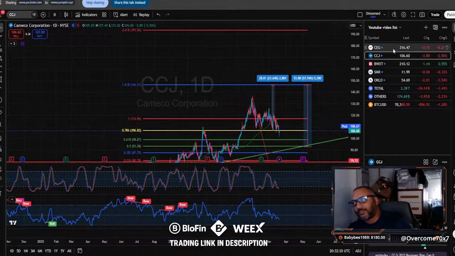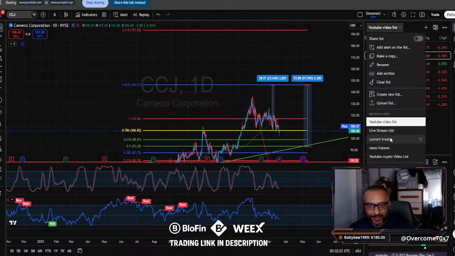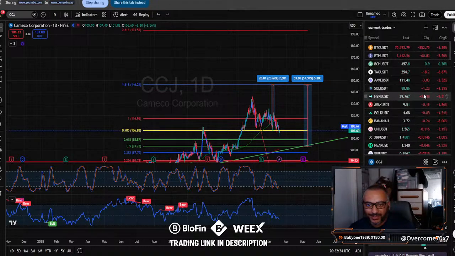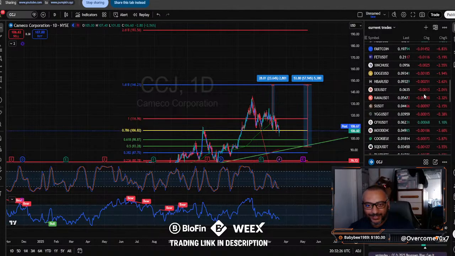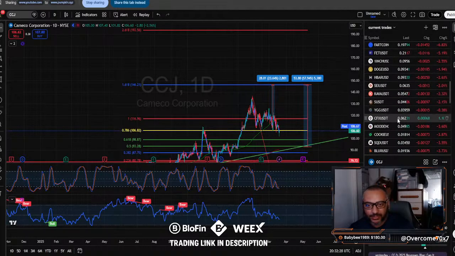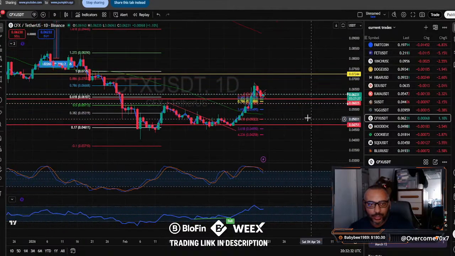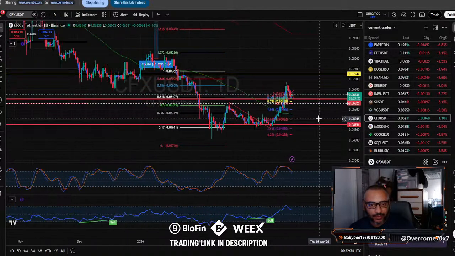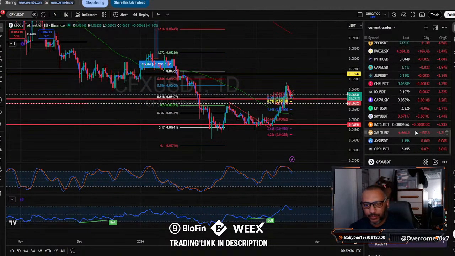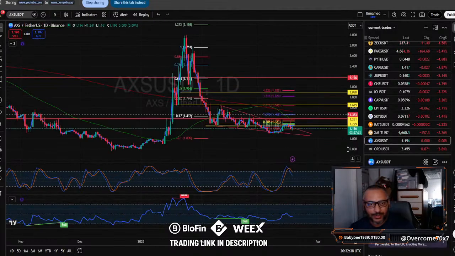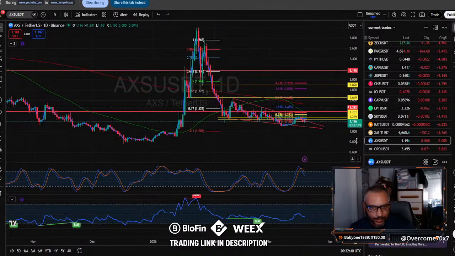Sorry, I got sidetracked. Let's go back to crypto. My bad. I got really sidetracked right there. Conflux is starting to push to the upside, so I think we should probably jump back into a trade on Conflux. Actually, if Conflux started to move, that means everything else is probably about to do it too.